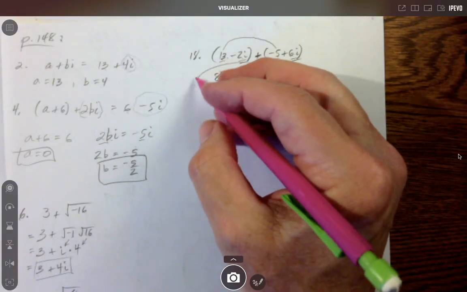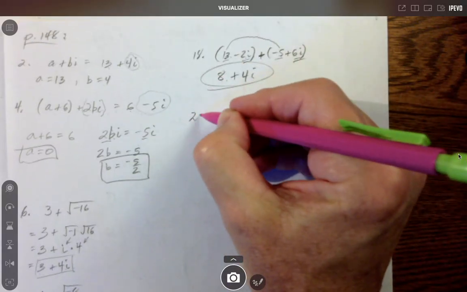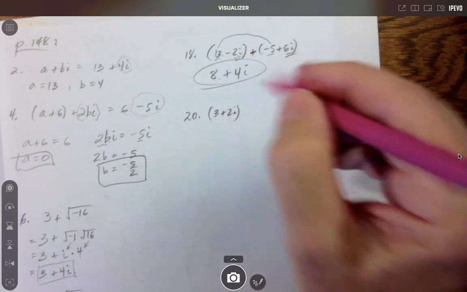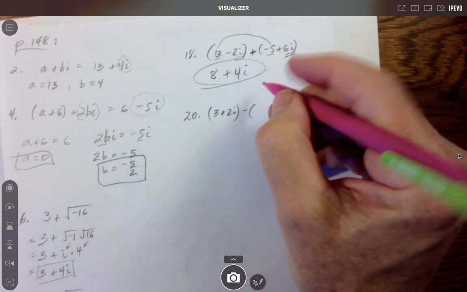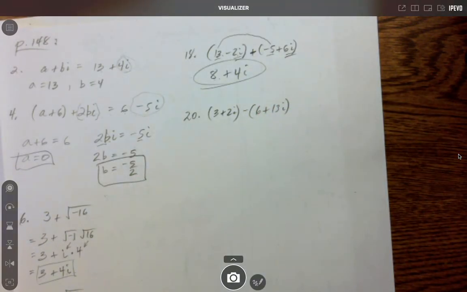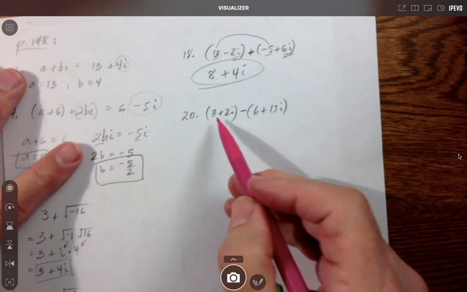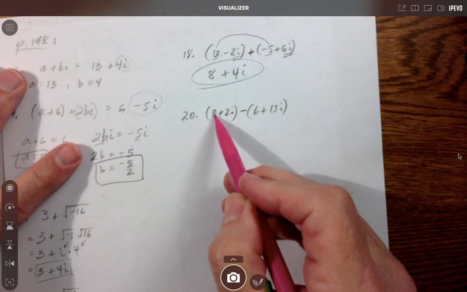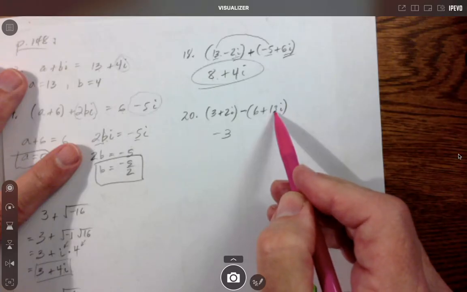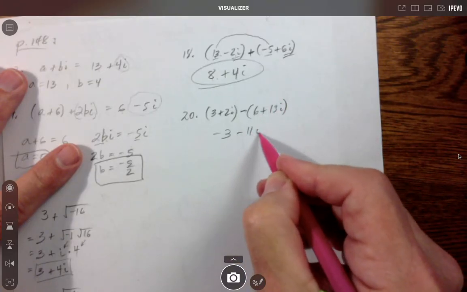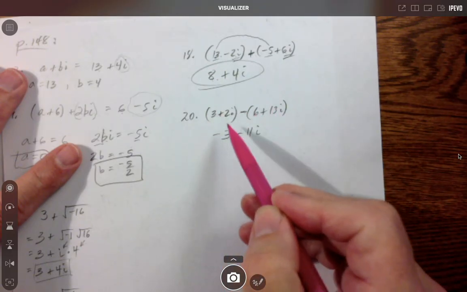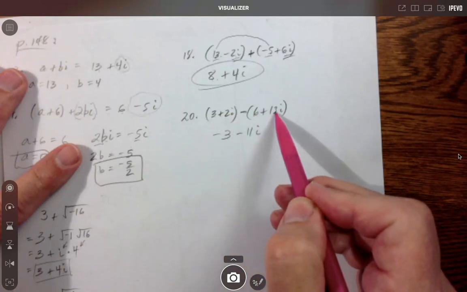All right, let's see, what's another one? So it was 18. Let's look at 20. 20 is a subtraction problem. So we have 3 plus 2i minus 6 plus 13i. All right, so same thing, but keep in mind we are subtracting here. So you do 3 take away 6. 3 take away 6 is negative 3. And then you would do 2 take away 13, which is what? Minus 11i. Because you're subtracting. So 3 take away 6 is negative 3. 2 take away 13 is negative 11.